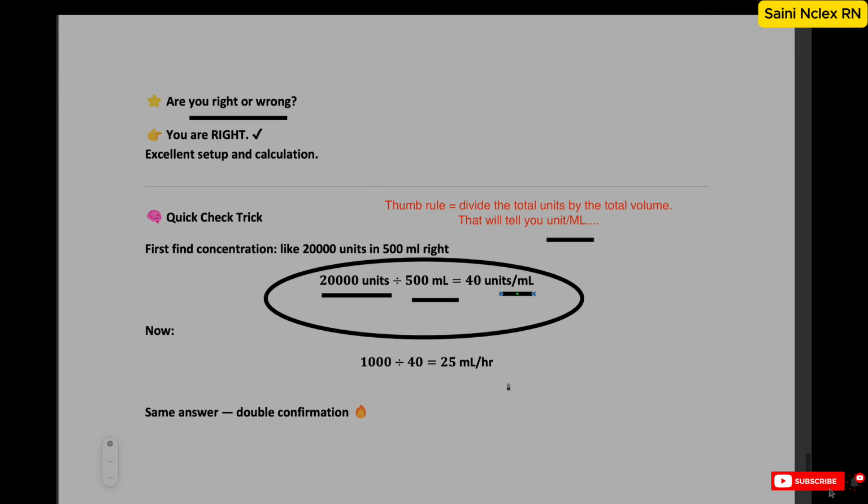Now use the number to find your rate. So in this question you have an order for 1000 units per hour. To get your answer, you divide the desired dose by 40 units per ml, and you get the same answer: 25 ml per hour. Bingo, you got the same answer with the double confirmation.